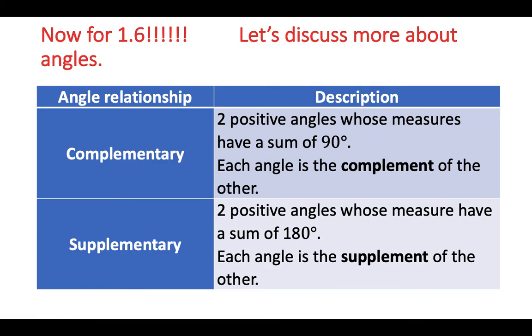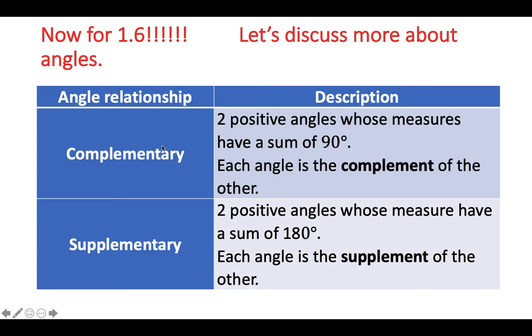Okay, so 1.6, let's talk about special angle pairs. So complementary, they're going to add up to be 90 degrees. Supplementary, they're going to add up to be 180. Now, one of the ways I remember this is C comes before S in the alphabet, and so the 90-degree angle is going to come before the 180 degrees for the supplementary angles.